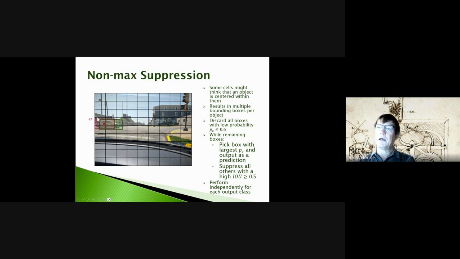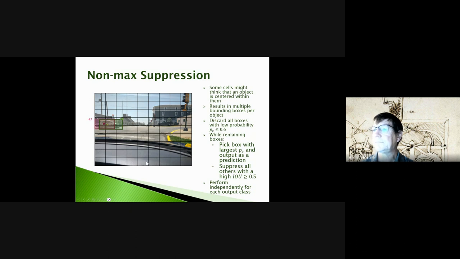So how do we deal with that? Do we want to deal with that? Well, this is going to result in multiple bounding boxes per object, right? So we would kind of like to have the best one, but how do we get there, right? Well, there's a little algorithm we can try. And that would be, first of all, go through this whole thing, right?